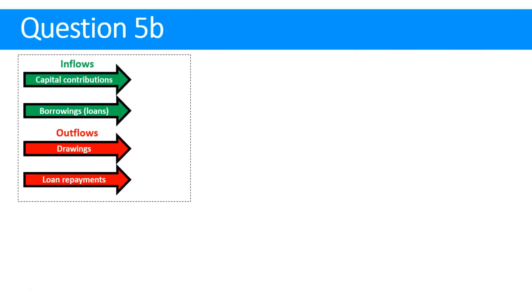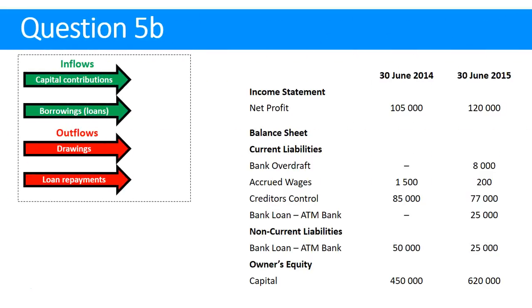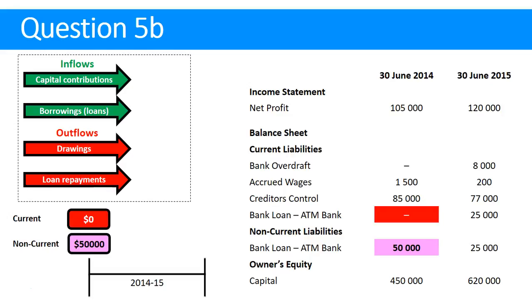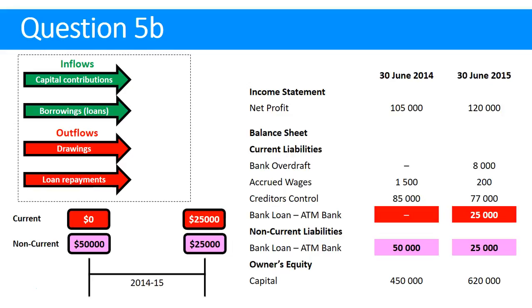So what we want to do is go and look for those four items from the information we've been given. So we've been given some totals from the income statement and the balance sheet there. So we can see, let's start with the loan. We can see this is representing the financial year 2014 to 15. At the beginning, zero of that loan was current and 50,000 was non-current. And then at the end, 25,000 was current and 25,000 was non-current.